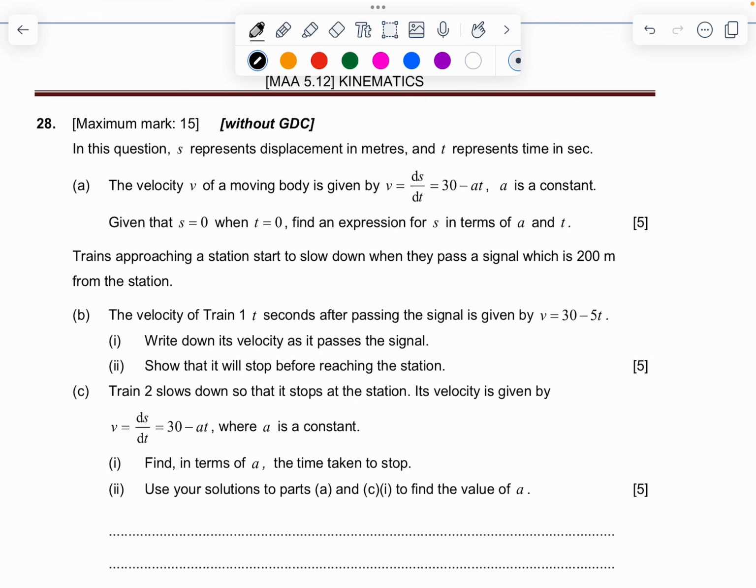Question number 28. In this question, s represents the displacement in meters, t represents the time in seconds. The velocity is given, a is constant. Given that s equals 0 when t equals 0, find an expression for s in terms of a and t.